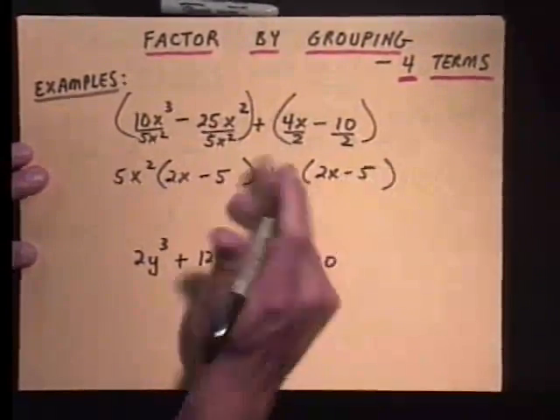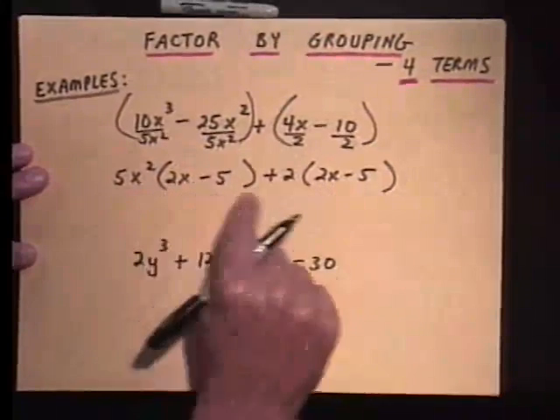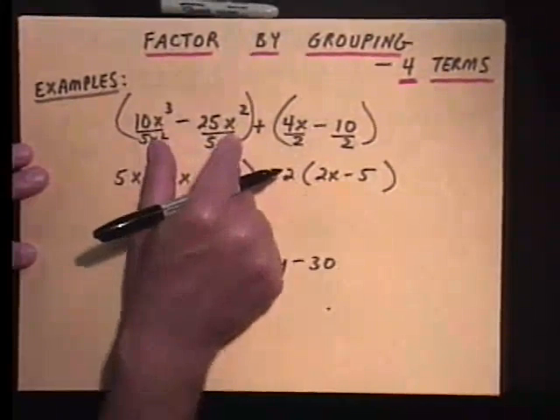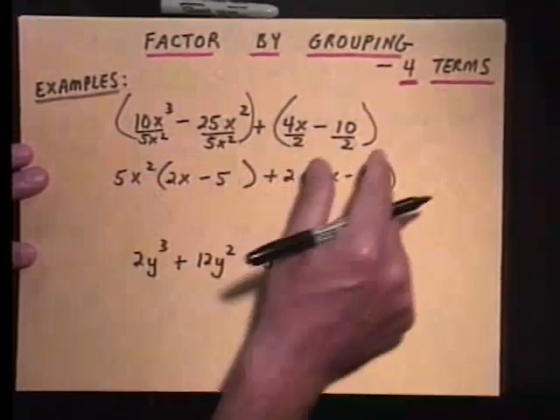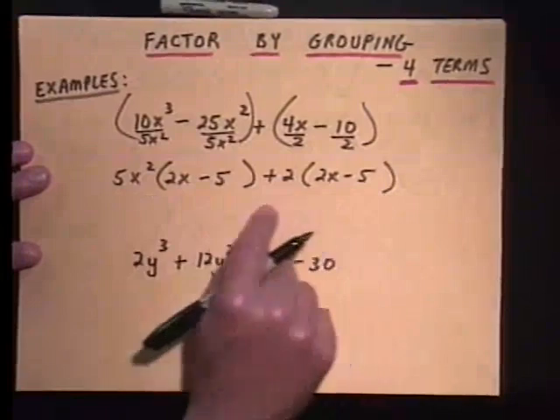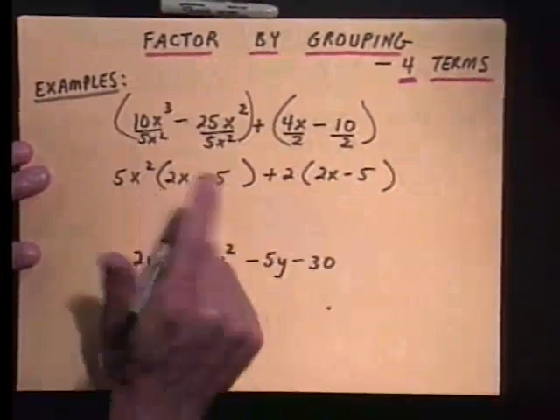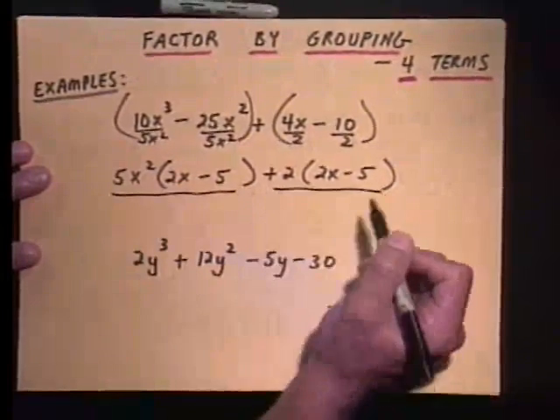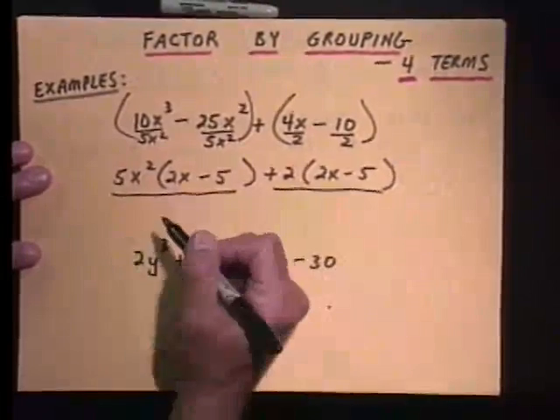2x minus 5. Now, something look familiar with what we just did here? We took the greatest common factor of the first 2 and wrote it. Greatest common factor of the second 2 and wrote it. And yes, we can start singing a song here. Bye, bye, Miss American Pie. There it is again. Or bye, bye, bye, whichever group you're from.